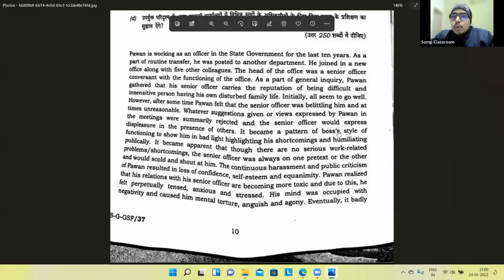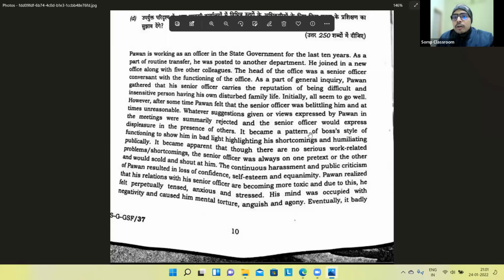Initially, all seemed to go well. However, after some time, Pawan felt that the senior officer was belittling him, at times unreasonably. Okay, so again, if you look at the word, it is a feeling. Whatever suggestions were given or views expressed by Pawan in the meetings were summarily rejected, and the senior officer would express displeasure in the presence of others.